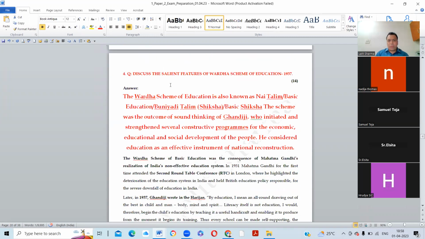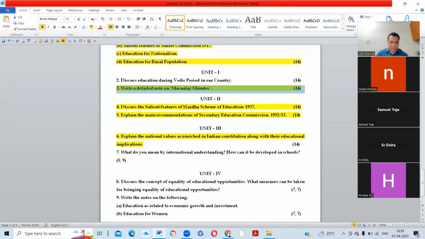The fourth question is: discuss the salient features of the Wardha scheme of education. Side by side we open our syllabus. So look, this is the fourth question.